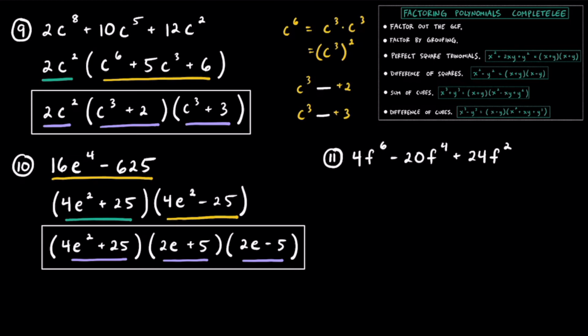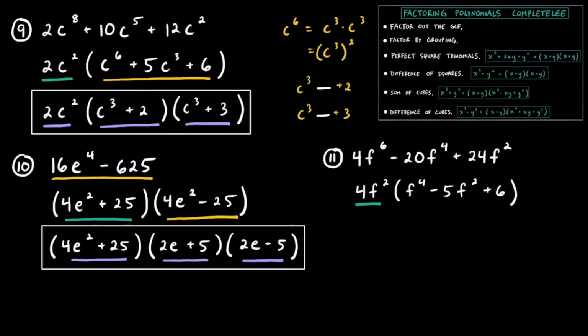For number 11, let's try factoring 4f to the sixth power minus 20f to the fourth power plus 24f to the second power. Right away, looking at this polynomial, I notice that 4 is a common factor for all three terms. They also all have f to the second power, or 2 f's. So factoring that out, we should have f to the fourth power, and then minus 5f to the second power, and then plus 6. All right, so that would be what we have left inside after factoring out the GCF.